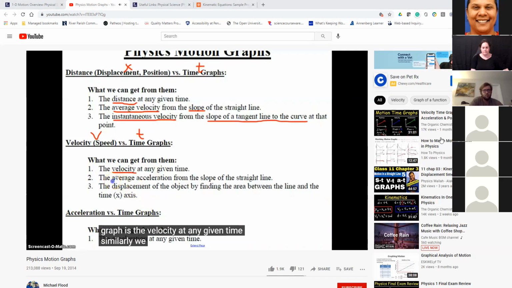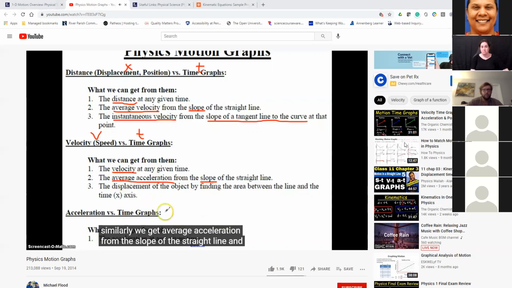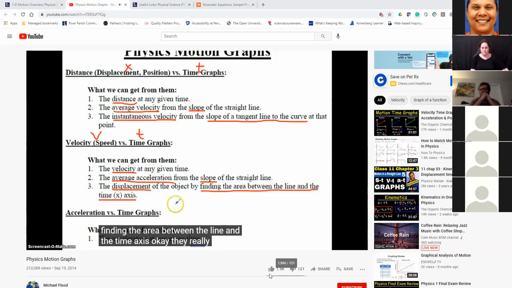Similarly, and one thing that is commonly tested is finding the displacement of the object by finding the area between the line and the time axis. Okay, they really like to test that one.